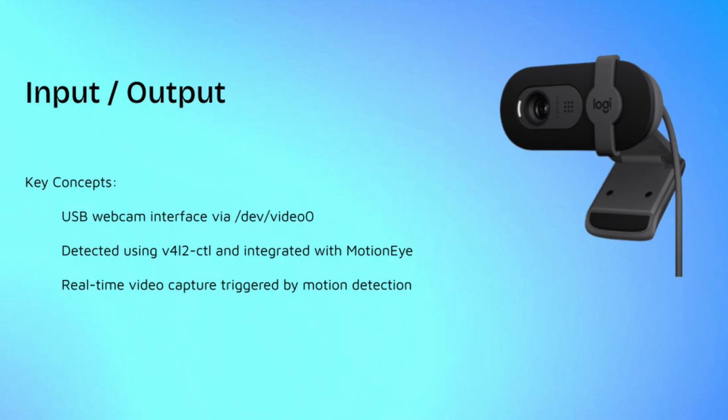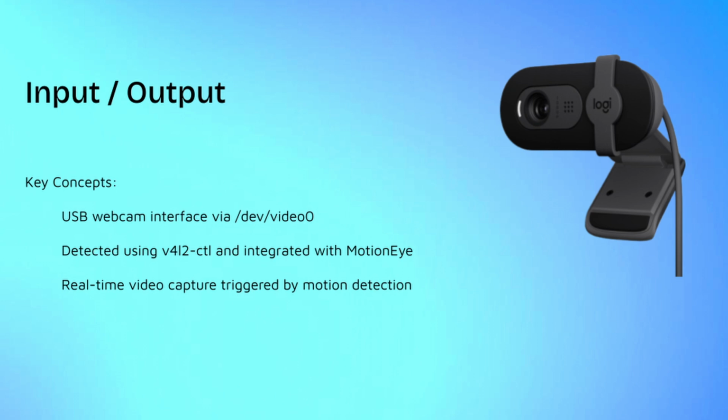First, input and output. The core input of the system is the USB webcam. When connected, Linux exposes it through /dev/video0, which is a device file interface. I used a utility to verify that the camera was detected and working properly. Once confirmed, I added it as a device inside the MotionEye interface.